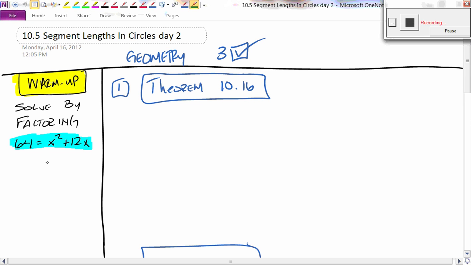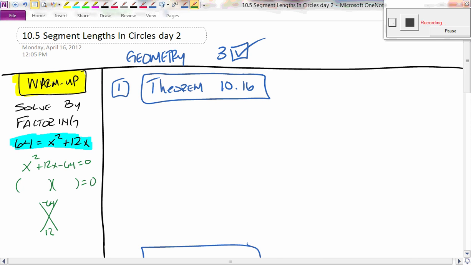So, okay, if I got x squared plus 12x minus 64 equals 0 on the left-hand side, I need to factor this. This is a quadratic. I can factor this. Diamond problem. Negative 64 and 12. Can you think of two numbers out there in the world that multiply to negative 64 and add to 12?